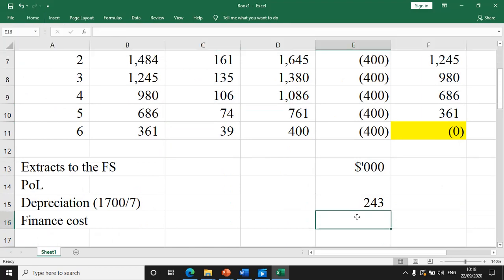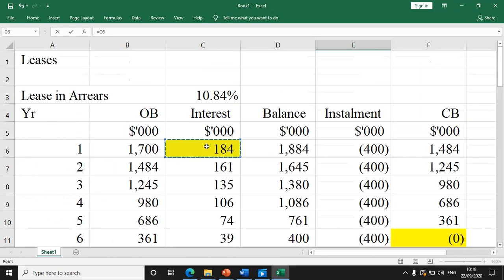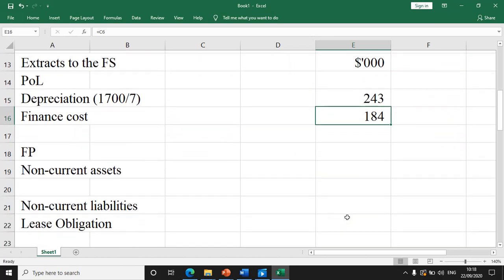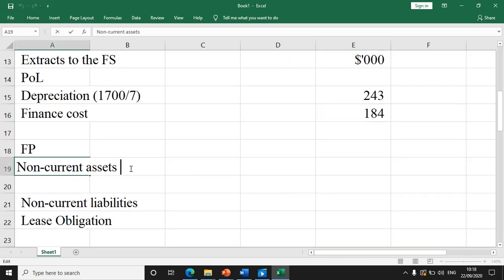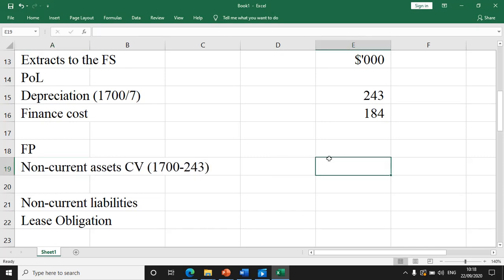So let's go and pick it again. We pick it just the way it is. That's the figure there. All right. For our balance sheet, we need the carrying value of the assets. So all we need to do is to say 17 minus 243. We close off. I hope that you can see there what you have there. Got 1457.